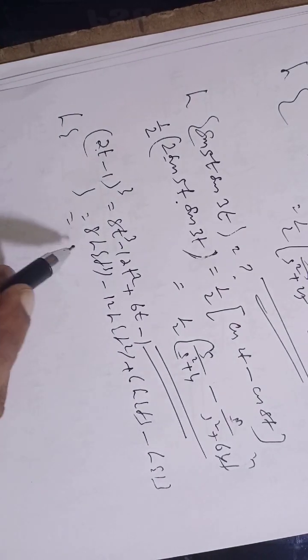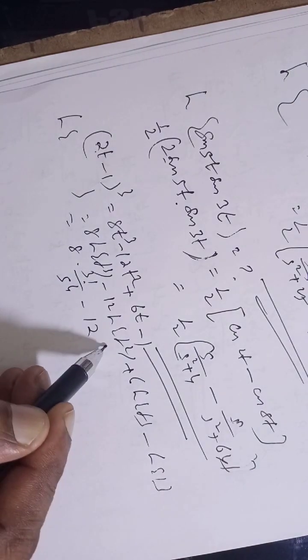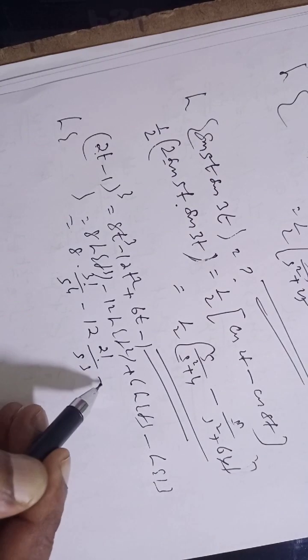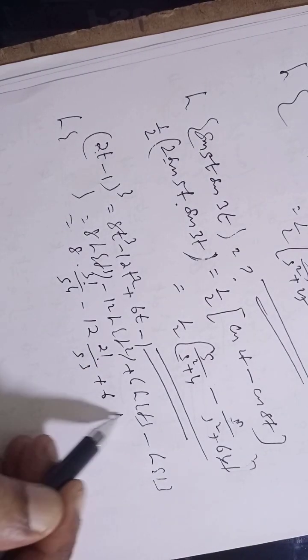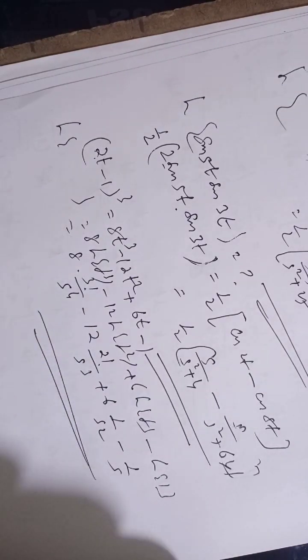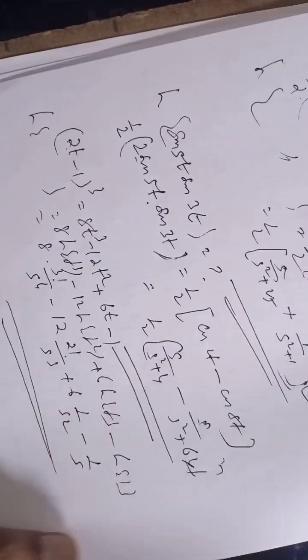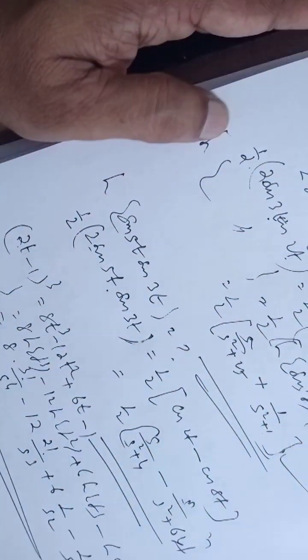Okay. 8 into L of t cube is 3 factorial by s raised to 4. 12 into L of t square is 2 factorial by s cube. And 6 into L of t is 1 by s square. L of 1 is 1 by s. This is the method. Thus, to find any such questions, we have to convert that into the standard results we have already seen, that is, L of t raised to n, or L of cos kt or sin kt, etc. Convert it into standard form.